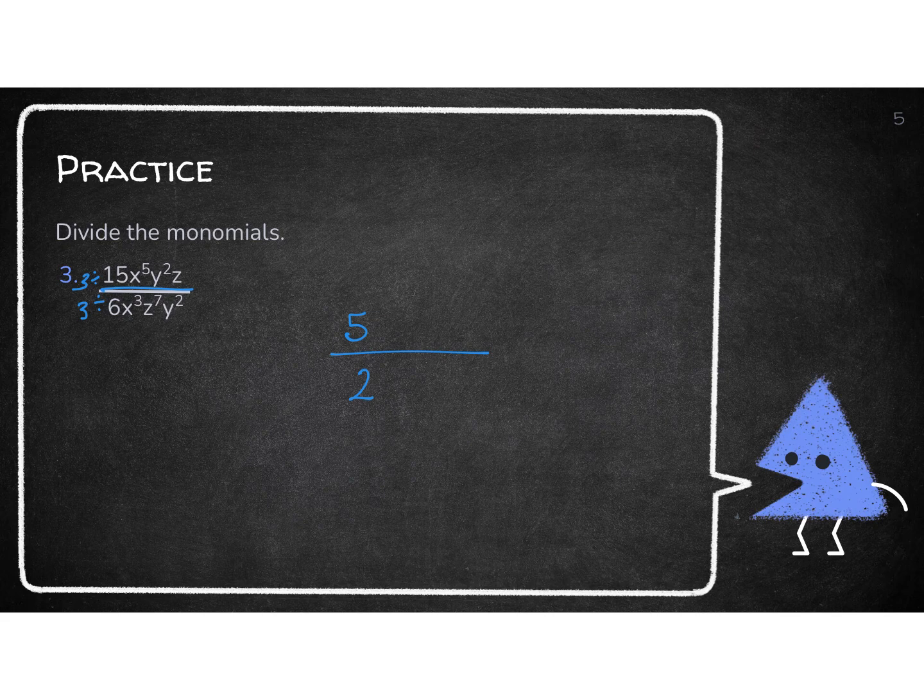So now I'm going to deal with my variables. I'm going to do my x's first. I have an x to the 5th and an x to the 3rd. So I have an x to the 5 minus 3, which is going to give me x squared, and it's going to go where the bigger number was, which was on top.